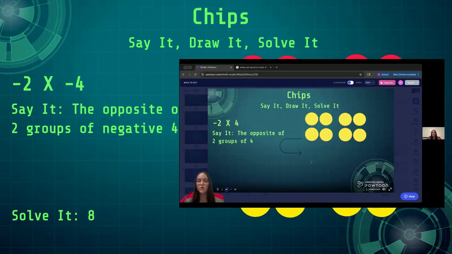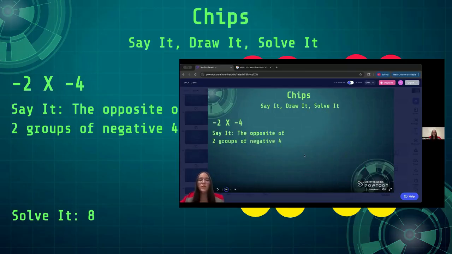So here's our arrow to show the flip, and we're going to flip 1, 2 groups of -4 this time since we did that flip. And for our total, we count up all of our flipped chips, so all of our red chips right now, and that is 8 negative chips, so our answer is -8.